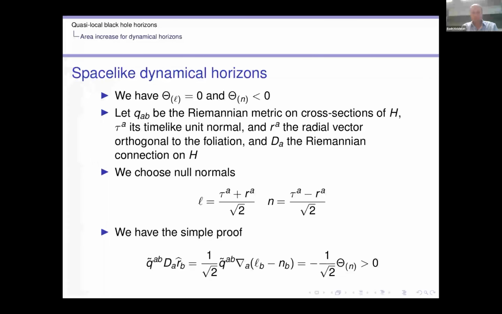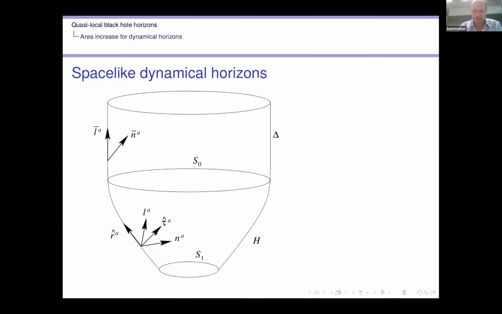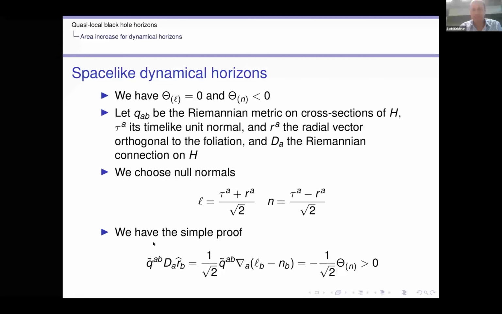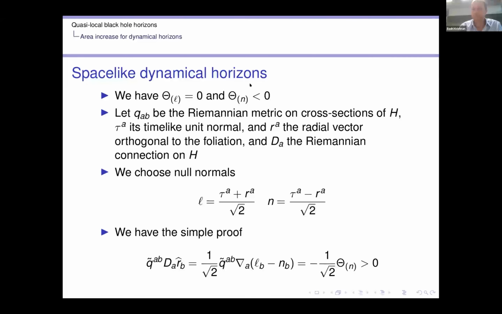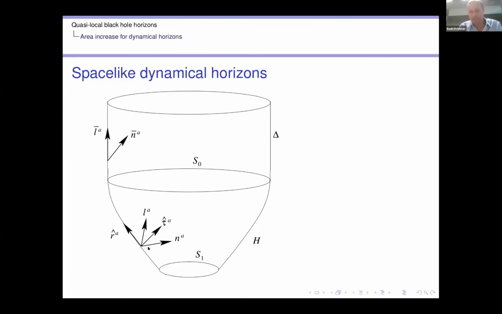So what we have also is that the expansion of L should be 0, and the expansion of N should be negative. Okay, let's assume that is the simplest example here. And by the way, it should not surprise you that this is a space-like surface, of course. So then both L and N are, if you like, pointing inwards in this example, right?